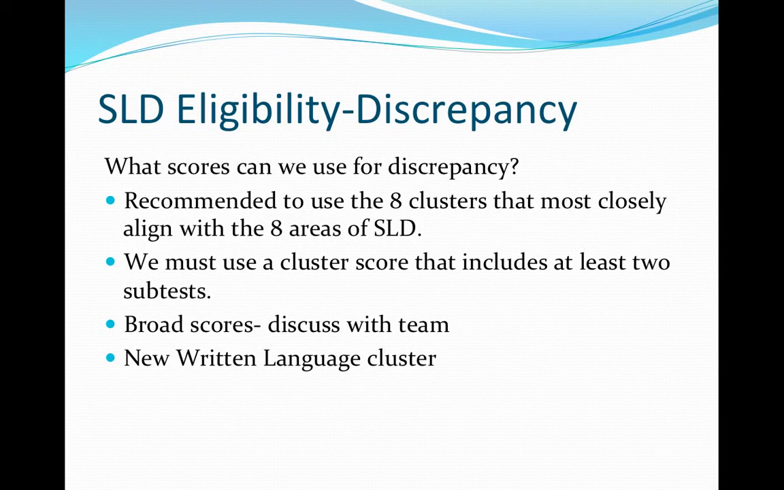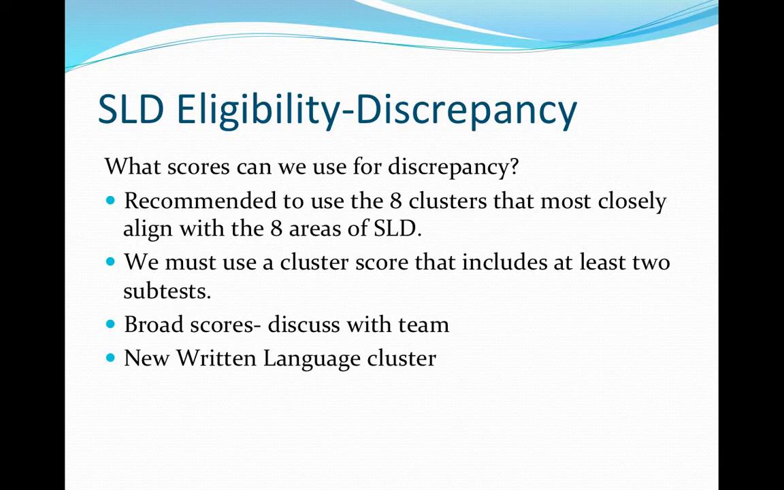The next area of SLD eligibility is the discrepancy between cognitive ability and achievement. Here we will address the question of what scores we can use for determining discrepancy. We address this question in more detail in the test selection webinar. It is recommended to use the 8 cluster scores that most closely align with the 8 areas of SLD. This is recommended to prevent missing students who have a disability.